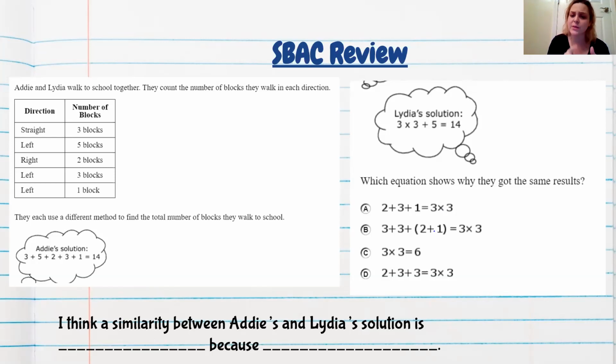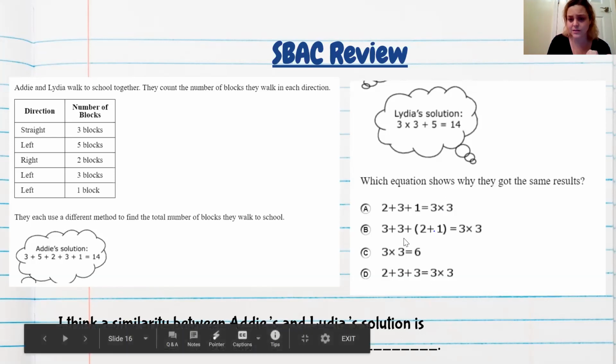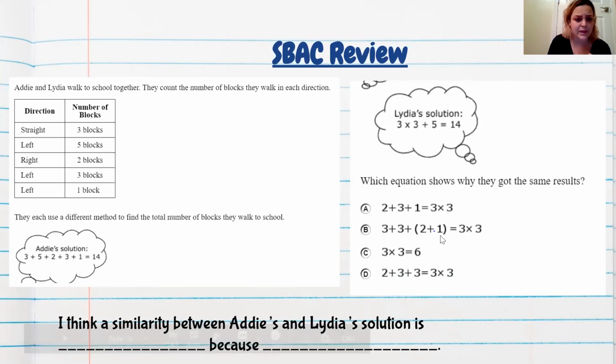It says 3 plus 3 plus 2 plus 1 equals 3 times 3. You know 3 plus 3 is 6, and then 2 plus 1 is 3. Equals 3 times 3. So this would be 3 plus 3 plus another 3, that's 9, and 9 is the same as 3 times 3. Okay, do I keep it? Do I eliminate it? We'll see.